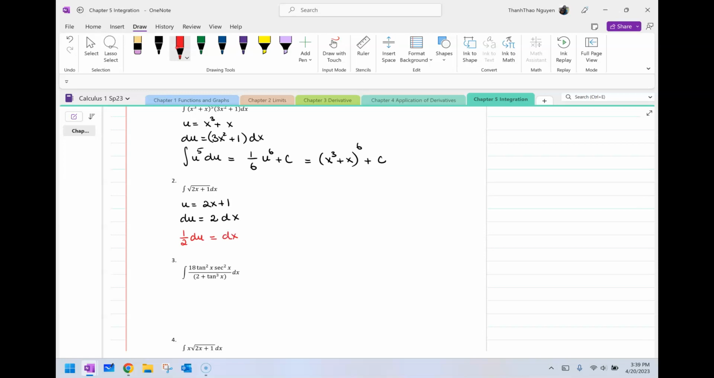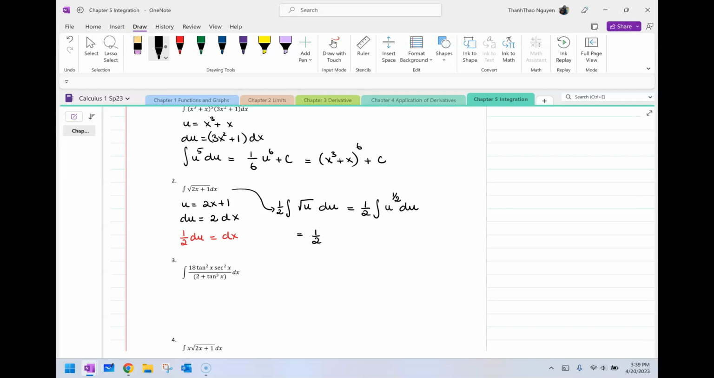Okay. I can now rewrite my integral as the integral of the square root of u times 1/2 du. So I bring the 1/2 up front. So this is 1/2 the integral of u to the 1/2 du.